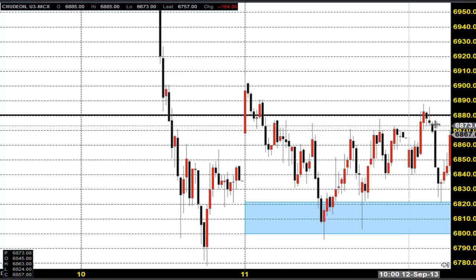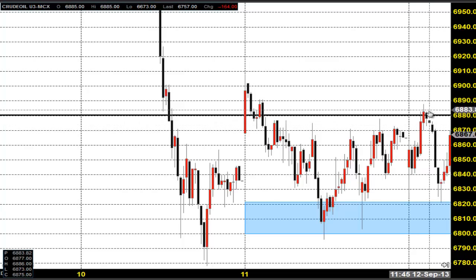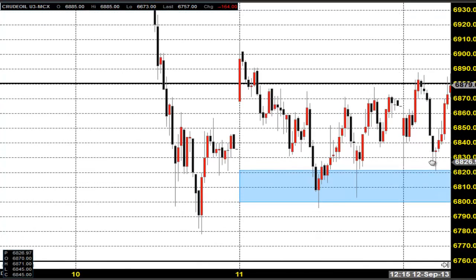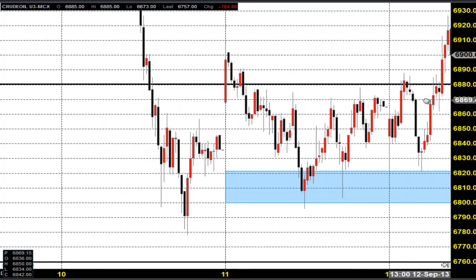Now let's see what happened after that. Again it found a resistance here, so the price came down. So we know that this is the support zone, where on 11th of September the market found the support here. So again the price took the support in the same zone, just it gave a bounce back to 6880. After breaking this, you can see this is called a breakout.